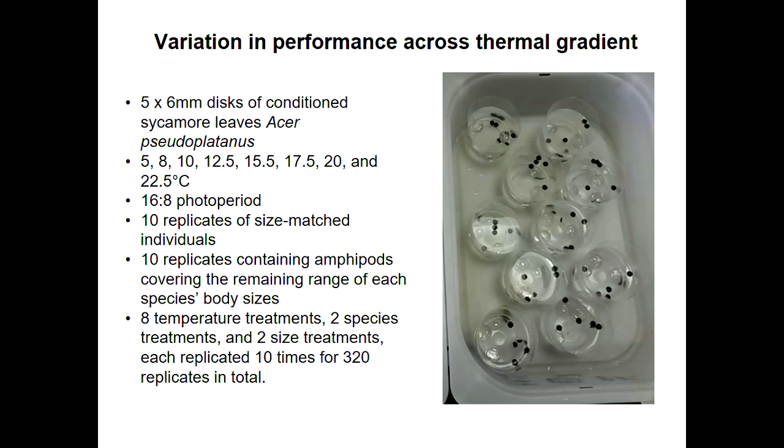The design was quite extensive, so we had 10 replicates of size-matched individuals because we were interested in comparing across sizes to control for mass. But we also used additional replicates which made use of the remaining range of the species body size, because Dikerogammarus is about twice the size of Gammarus, so the invasive is about twice the size of the native. The 8 temperature treatments, 2 species treatments, the 2 size treatments, each replicated 10 times gave us 320 replicates in total, and this is what it looks like when it's set up in the incubator.